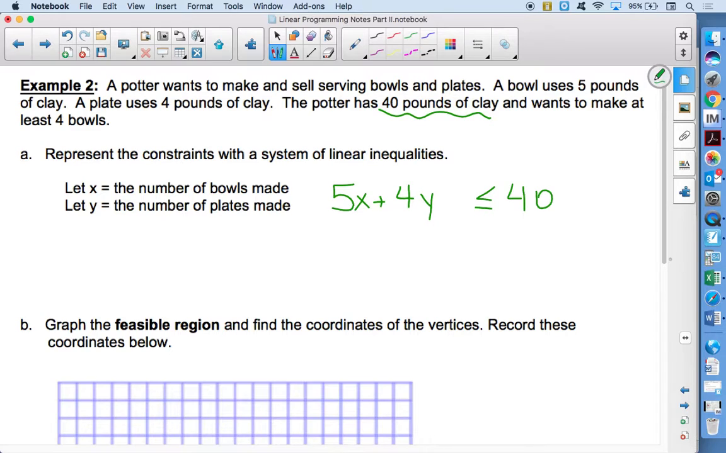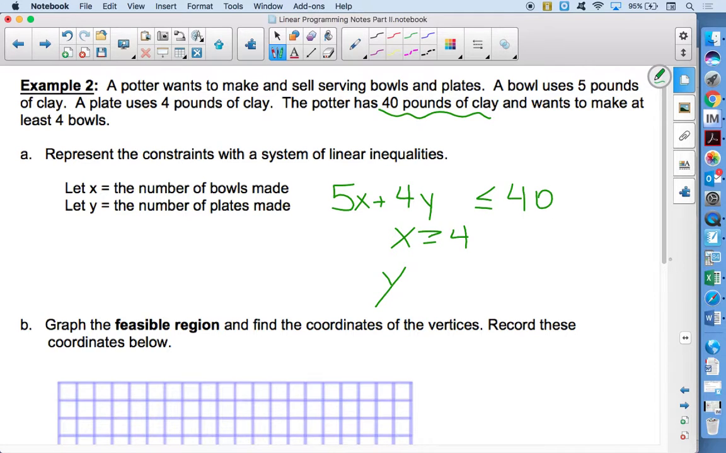How do we write that? Okay. X is greater than or equal to 4. It's not x plus y because it's just the bowls that we're talking about here. So we need to at least make 4 bowls. It doesn't say anything about the number of plates.